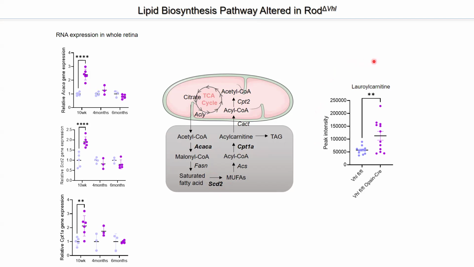Then we also have the metabolomics data, but since our metabolomics data was based on polar metabolites, we only captured this lauryl carnitine, which seemed to be increased. But for the future, it would definitely be good to look at the lipidomics and have a chance to look at non-polar metabolites to get more information on how fatty acids are affected.